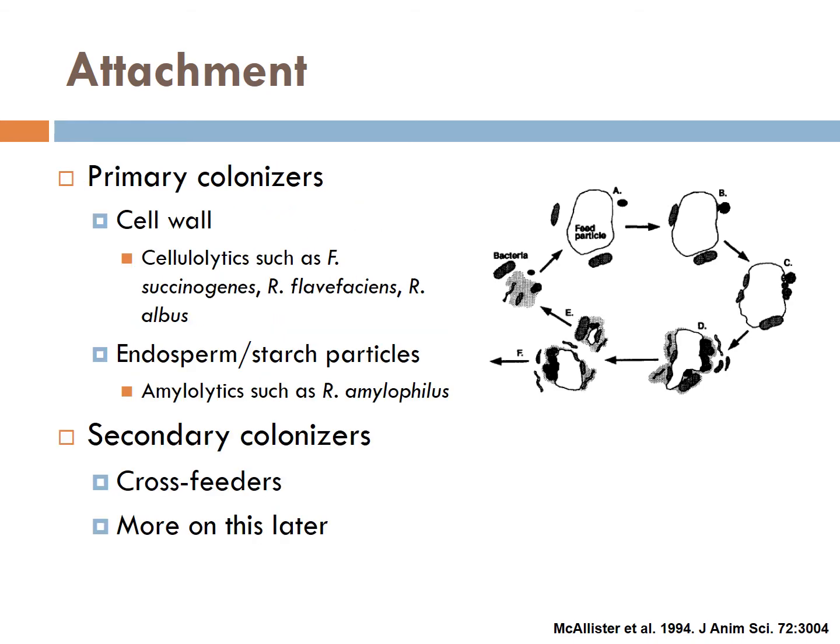The primary colonizers for the cell wall are cellulytics like Fibrobacter succinogenes, Ruminococcus flavifaciens, and Ruminococcus albus. For the endosperm, which contains starch particles, the primary colonizers are the amylolytics, such as Ruminobacter haemophilus. The secondary colonizers are cross-feeders. They're feeding off some of the degradation products released by the primary colonizers. We'll talk more about cross-feeding later in this lecture and the next one.